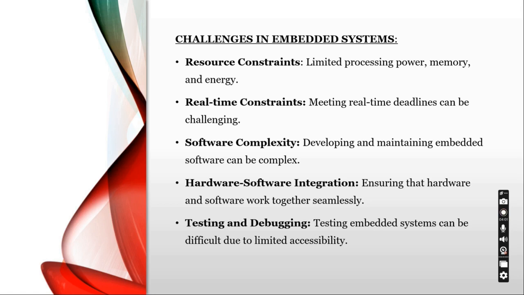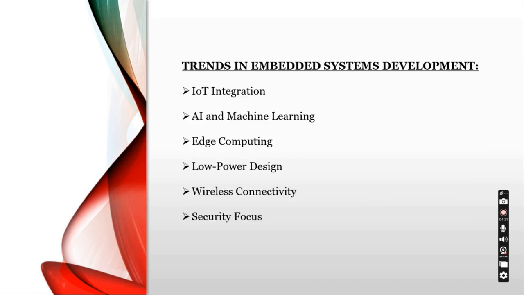Real-time constraints. Meeting real-time deadlines can be challenging. Software complexity. Developing and maintaining embedded software can be complex. Hardware-software integration. Ensuring that hardware and software work together seamlessly. Testing and debugging. Testing embedded systems can be difficult due to limited accessibility. Trends in embedded system development: IoT integration, AI and machine learning, edge computing, low power design, wireless connectivity, security focus.